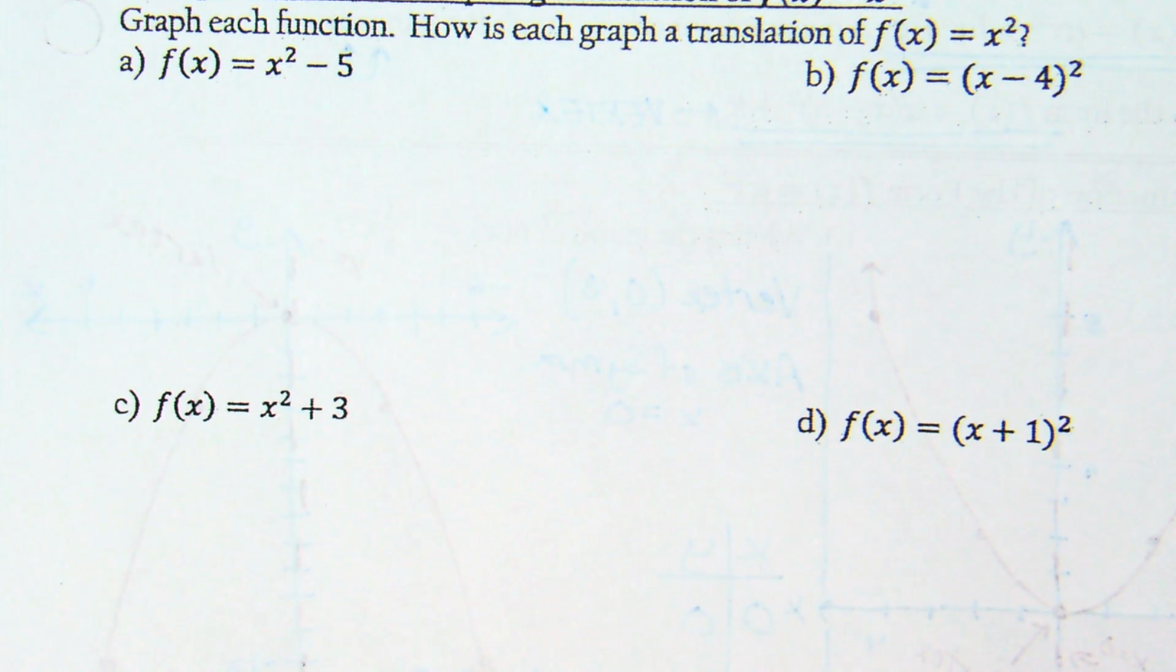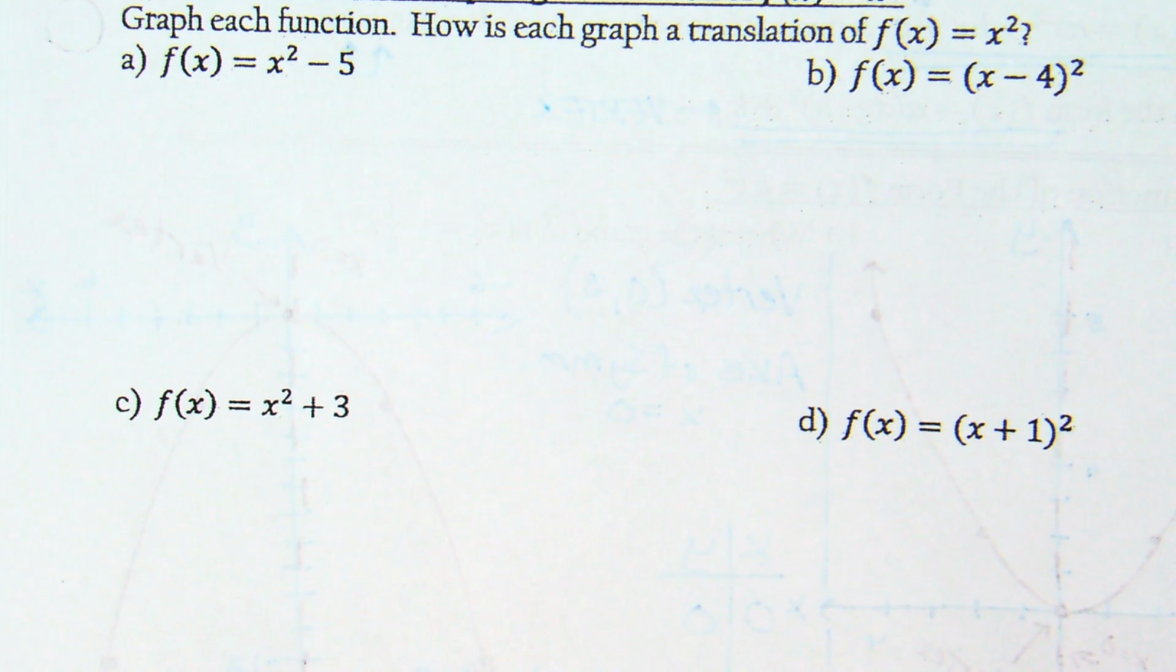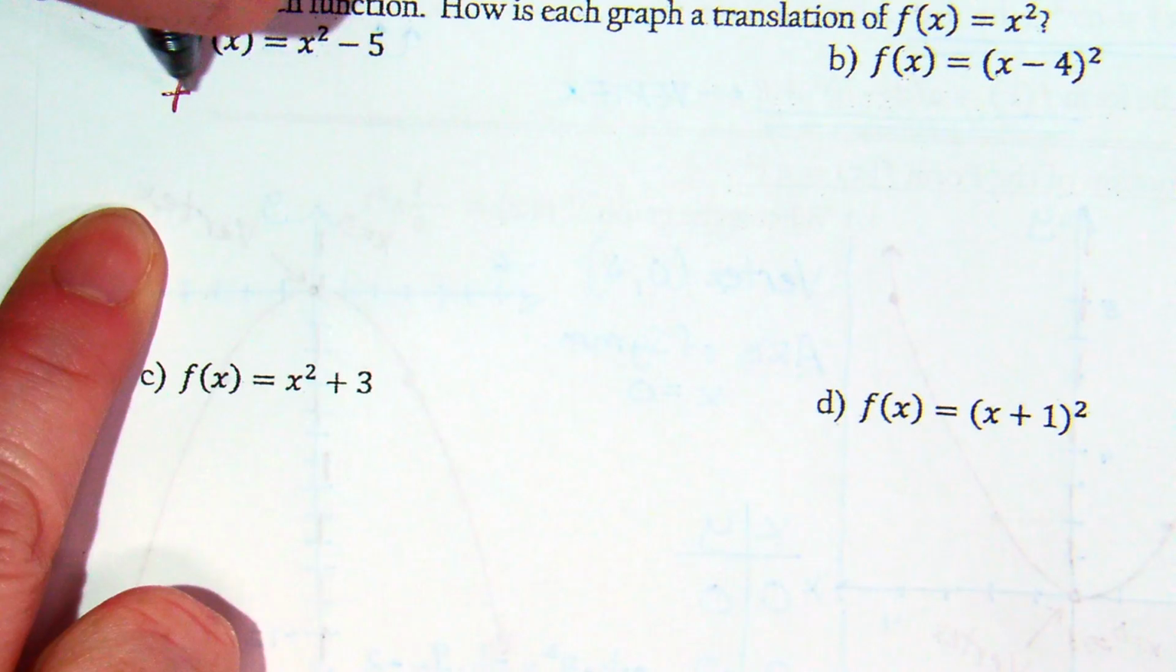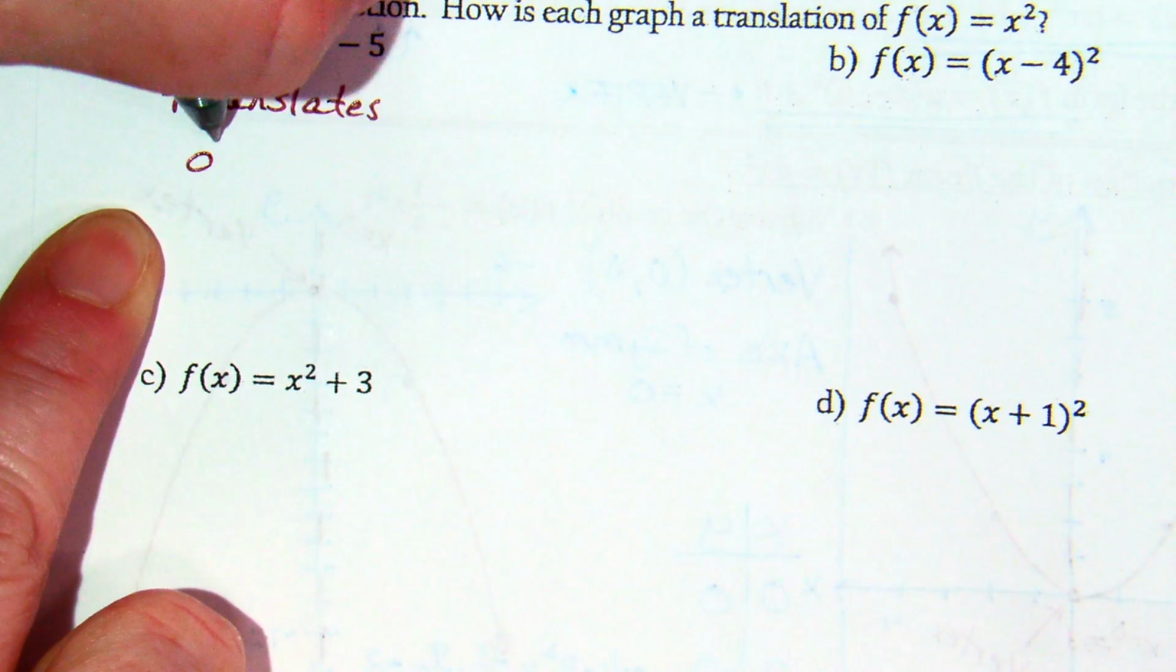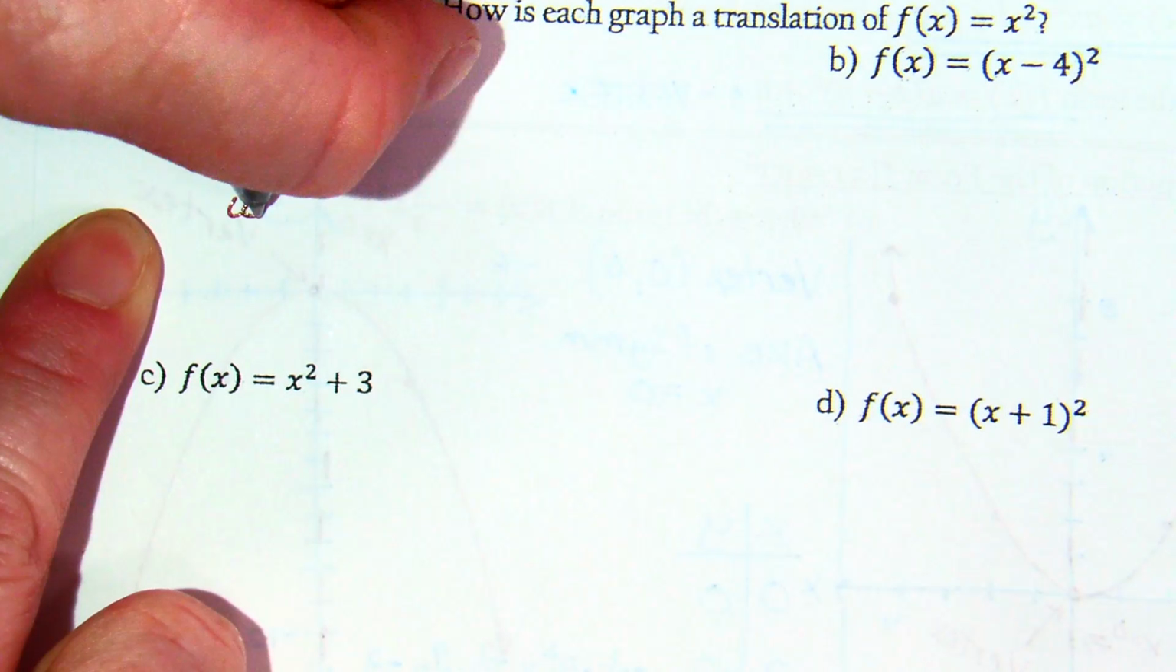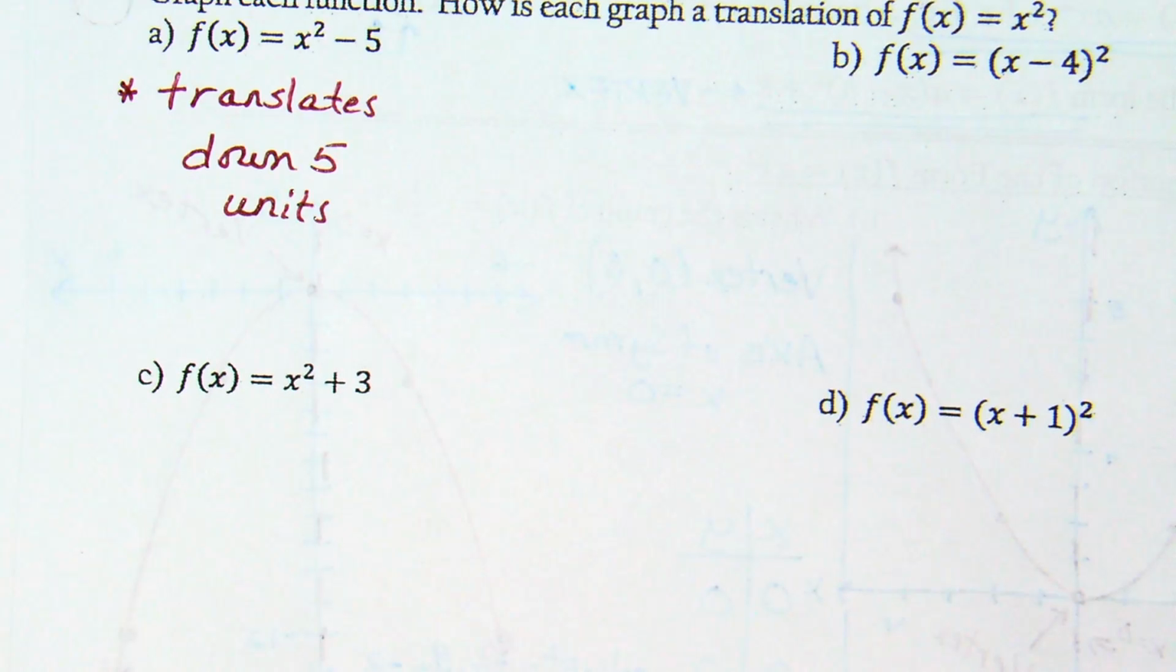The number is away from the x, so it's up or down, direction of the sign. So one of the things it says is, how is the graph translated? It translates down 5 units. So Math Excel, I think you have to pick some of those where they ask what are the transformations here.